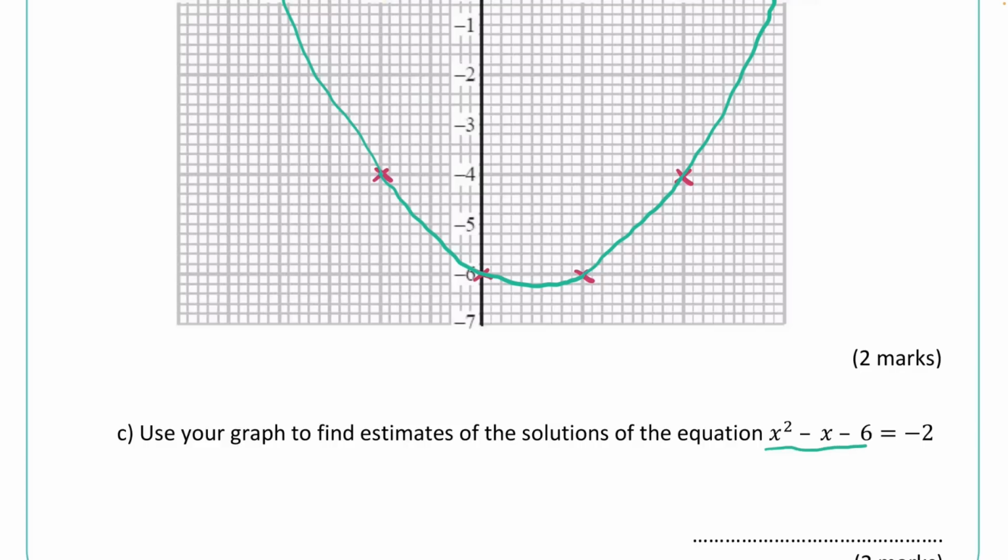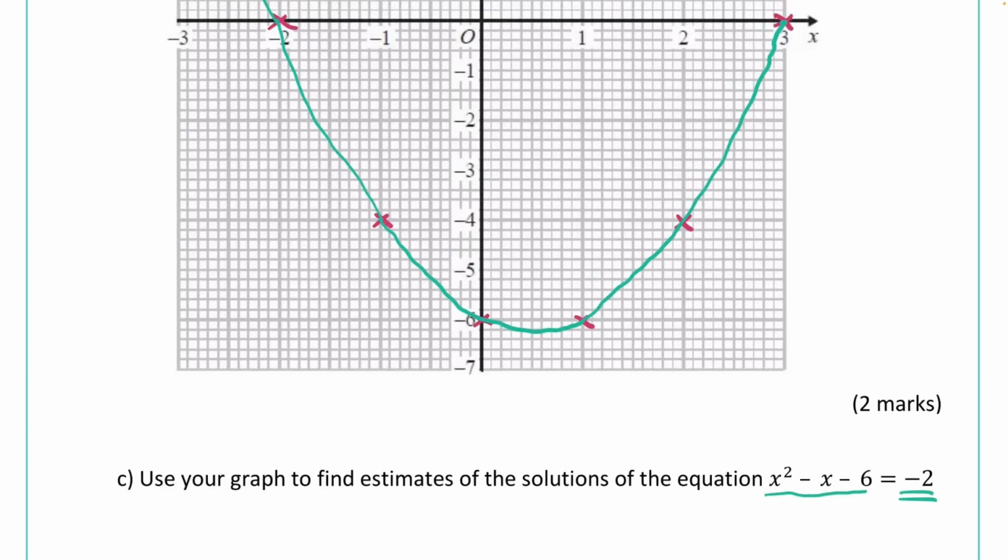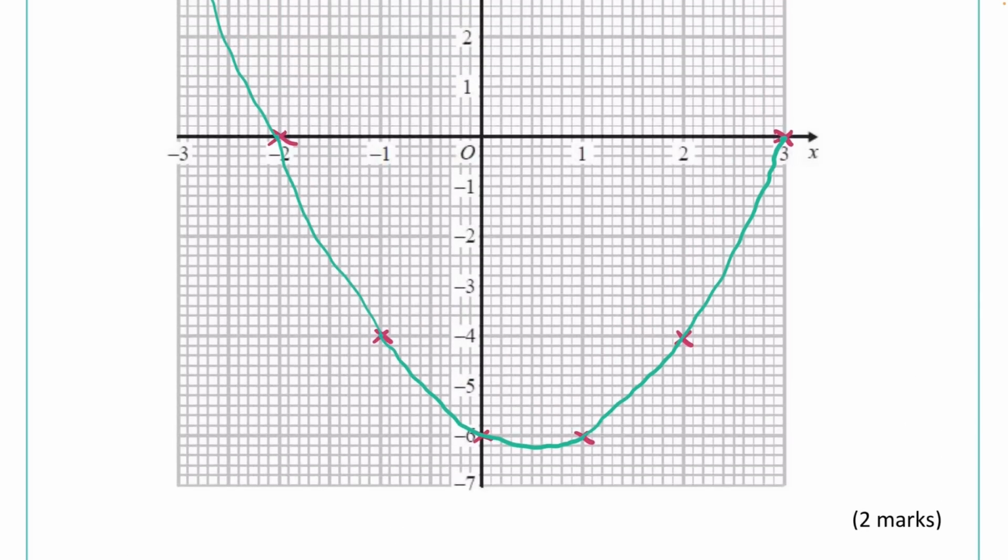but then it's equal to negative 2. Now, it could have equals 0 there. If it was equal to 0, that'd be really nice for us to find, because all we're looking at is ground level at y equals 0. We'd be looking at these two coordinates here. So if it said equal to 0, our answer would just be negative 2 and 3.